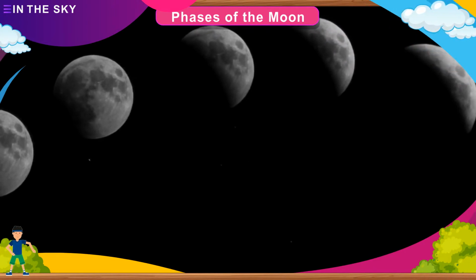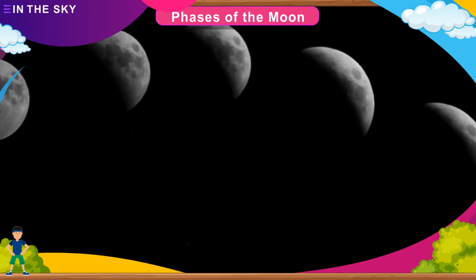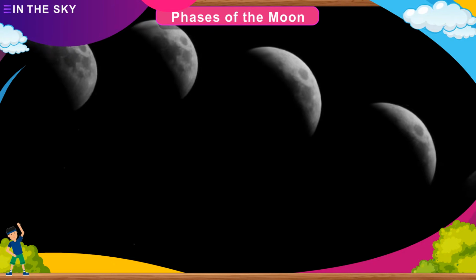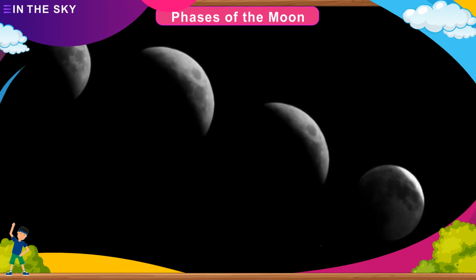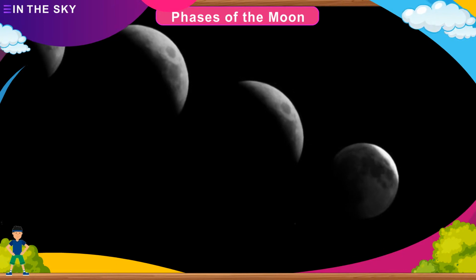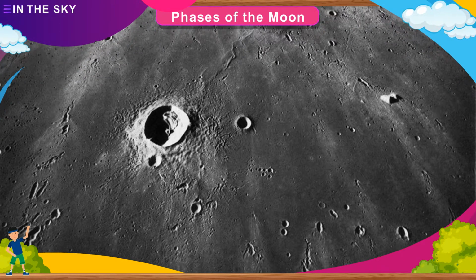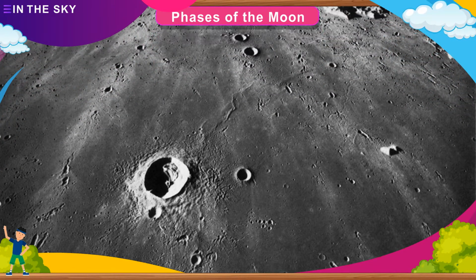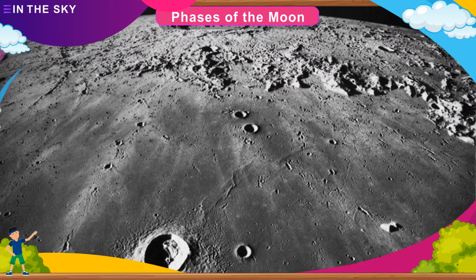We see the waning gibbous phase in the third quarter and the waning crescent phase in the 4th quarter. At the end of the 4th quarter, the moon is completely invisible and reaches the new moon phase again. The surface of the moon is not smooth. There are huge holes called craters on its surface.